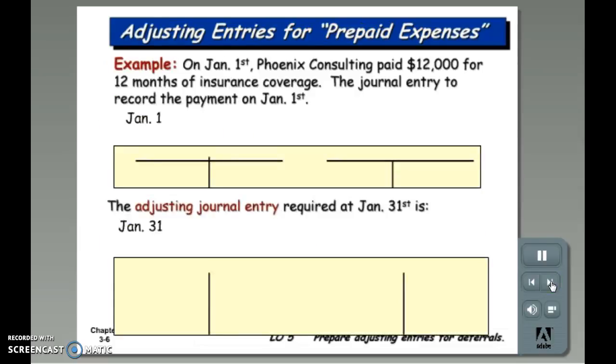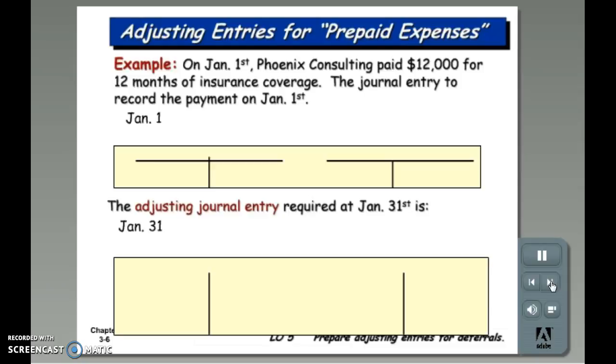Let's go through an example of an adjusting entry related to prepaid expenses. On January 1, Phoenix Consulting paid $12,000 for 12 months of insurance. The journal entry recorded on January 1 is not an adjusting entry. Remember, adjusting entries are prepared at the end of the accounting period, so we would expect a date at the end of the month.